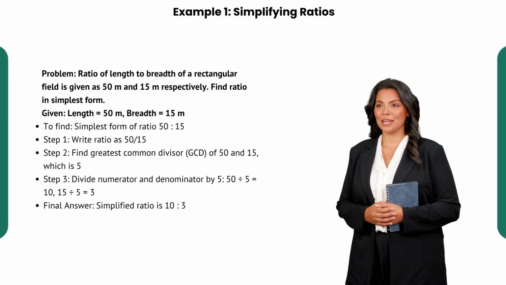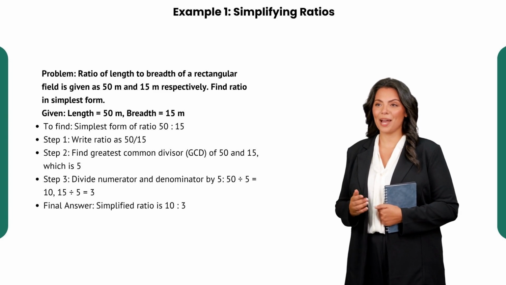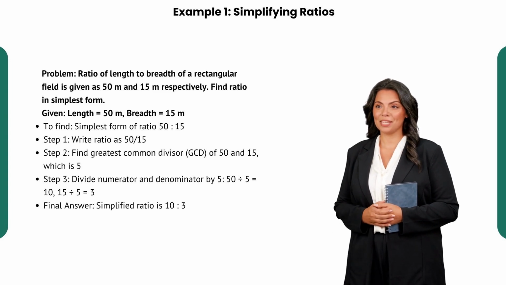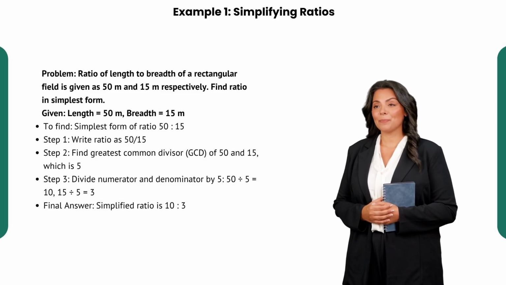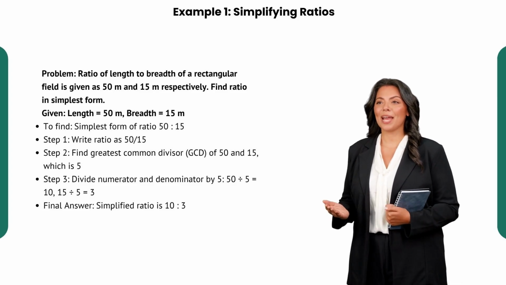Here is our first example, showing how to simplify ratios. Suppose we have a rectangular field with length 50 meters and breadth 15 meters. Our goal is to find the ratio of length to breadth in simplest form. Step 1. We express the ratio as 50 over 15, which is 50 divided by 15. Step 2. To simplify, we find the greatest common divisor, or GCD, of 50 and 15, which is 5.